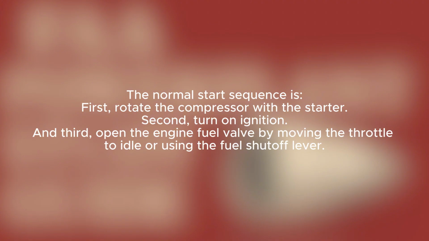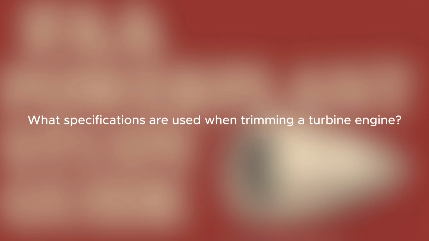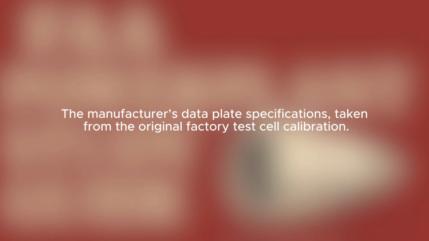What position should the fuel control lever be in for engine start? The normal start sequence is: first, rotate the compressor with the starter. Second, turn on ignition. And third, open the engine fuel valve by moving the throttle to idle or using the fuel shutoff lever. What specifications are used when trimming a turbine engine? The manufacturer's data plate specifications, taken from the original factory test cell calibration.